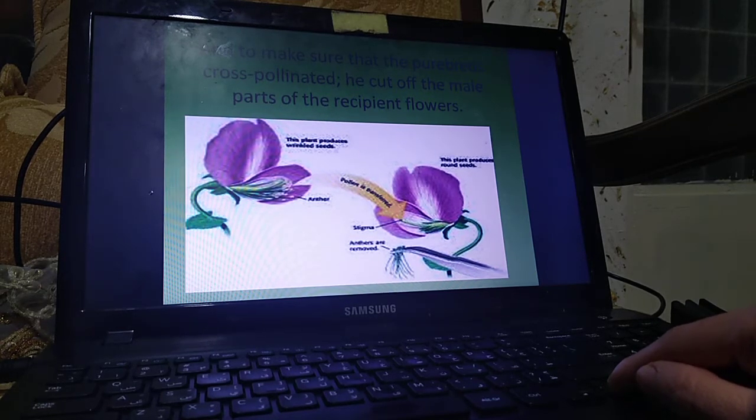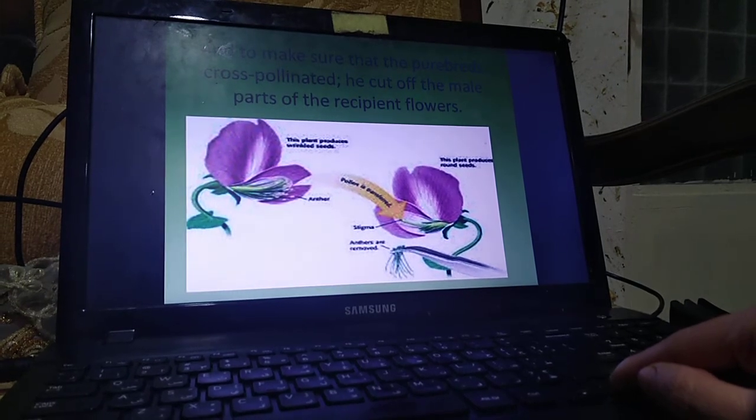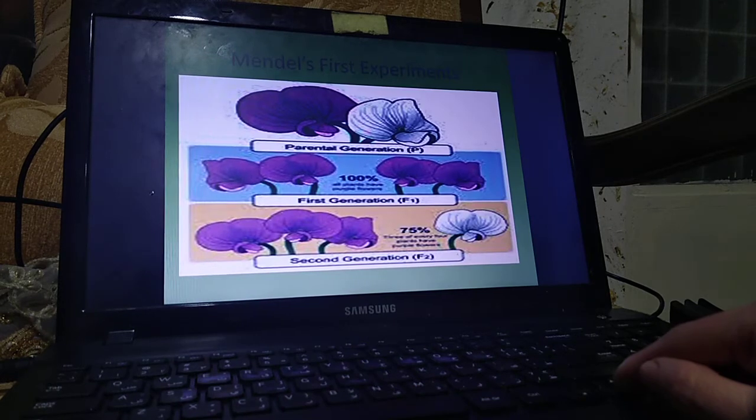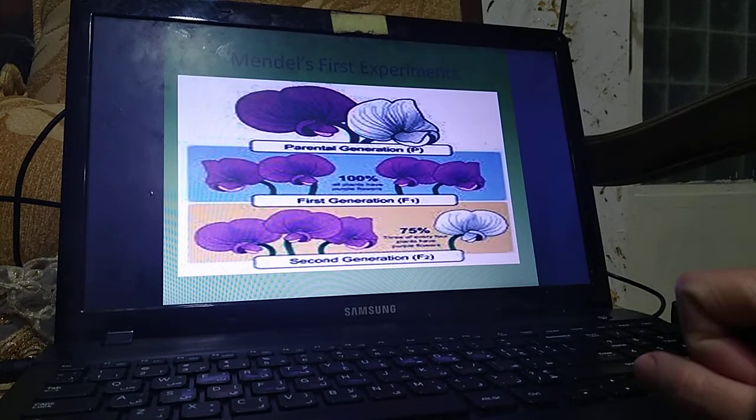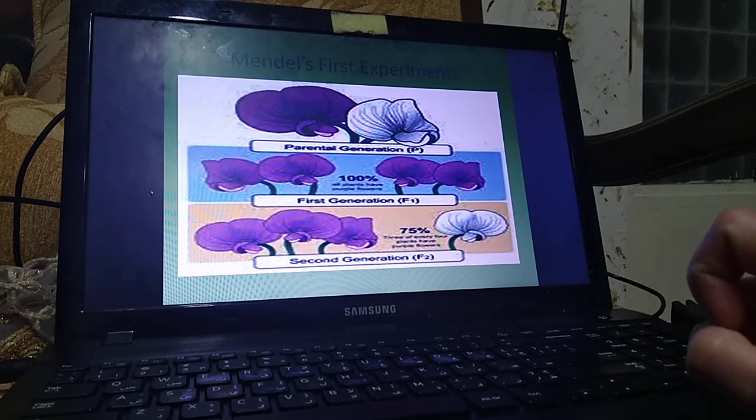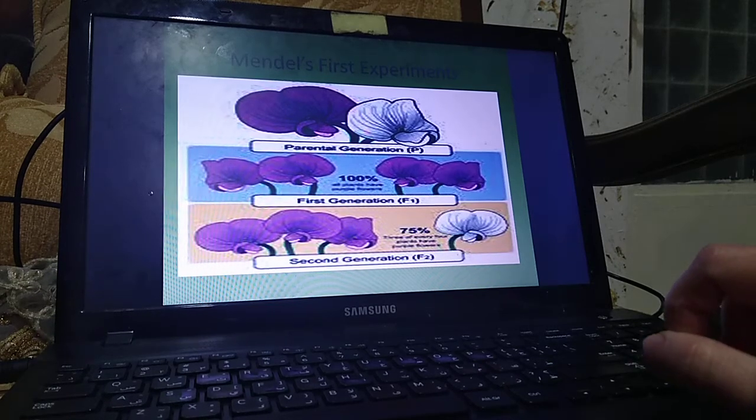and female parts. Now the male parts from the white flower will simply travel to the purple flower because the purple flower has no male parts. So it has to take male cells or pollen from another flower, which is the white flower. And this is what Mendel did. He cross-pollinated what we call the parent generation.